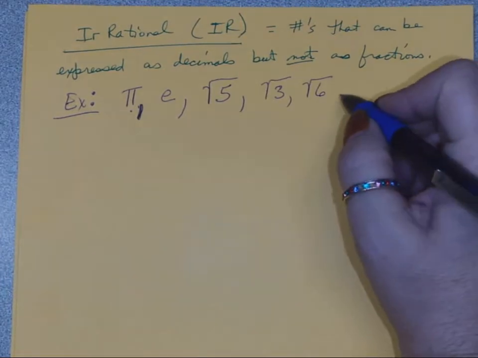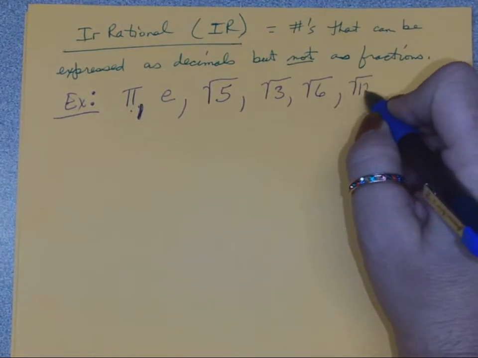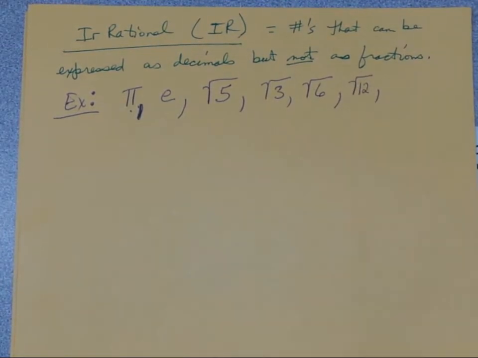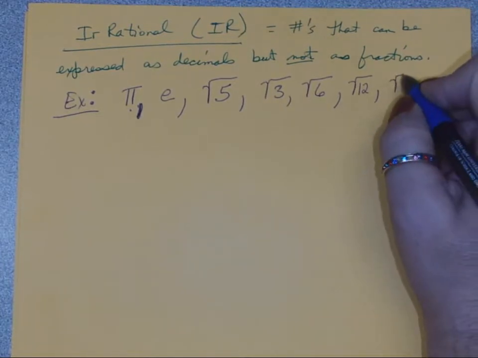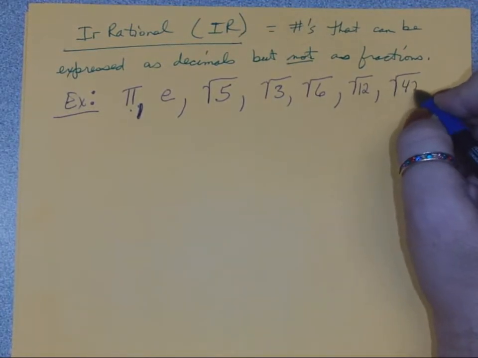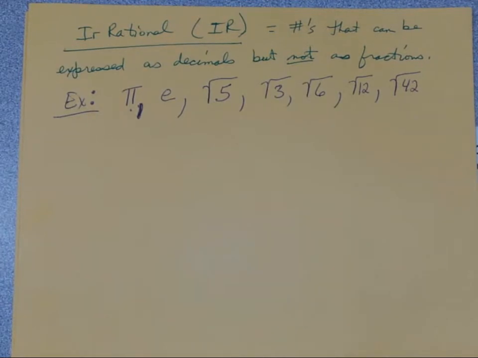You could do square root of 12. That's not a perfect square. So if you punch that into your calculator, the square root of 12, you are not going to get a whole number. It's going to be like 3 point blah, blah, blah. You could pick really crazy numbers like square root of, I don't know, 42, right? It doesn't matter. It's not a perfect square. Square root of 49 would be 7, but square root of 42 is not. So there's a whole list of those.